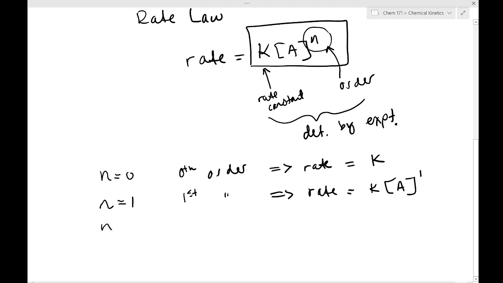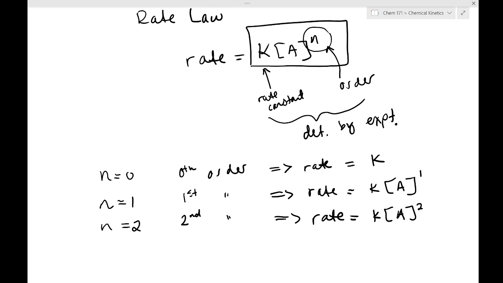Moving on to n equal 2, this is a second order reaction. In this case, we have a rate that's equal to the rate constant times A raised to the 2nd power. And you start to see the pattern here. As you go higher and higher order, the rate is more and more dependent on the concentration of the species.